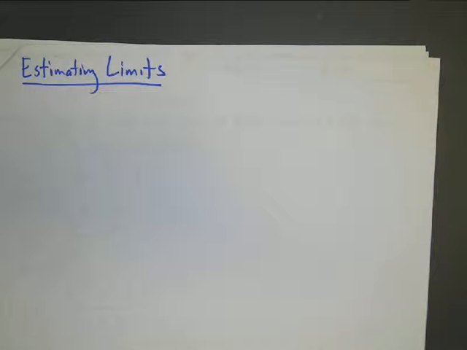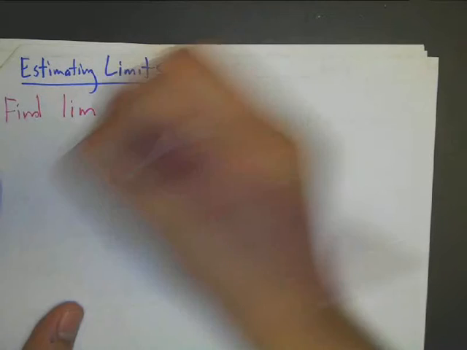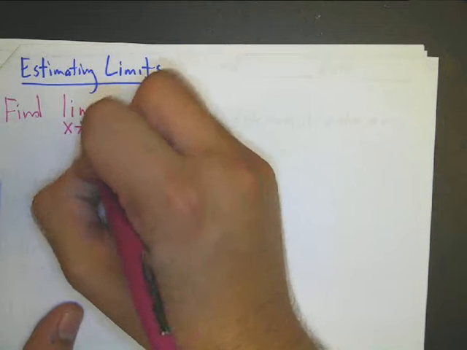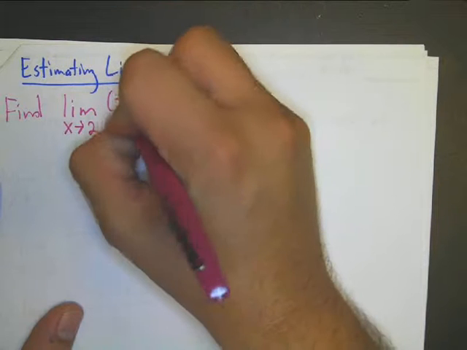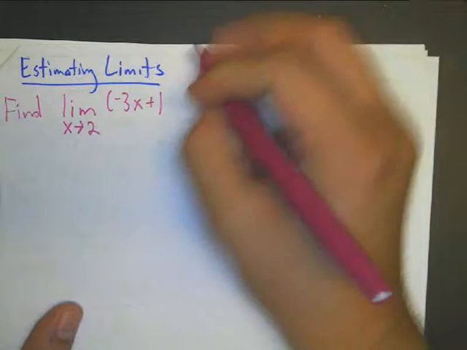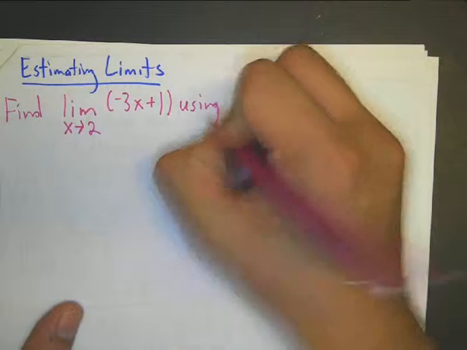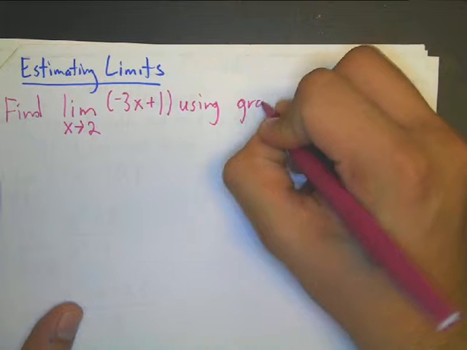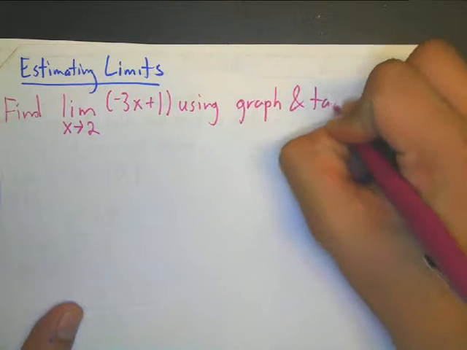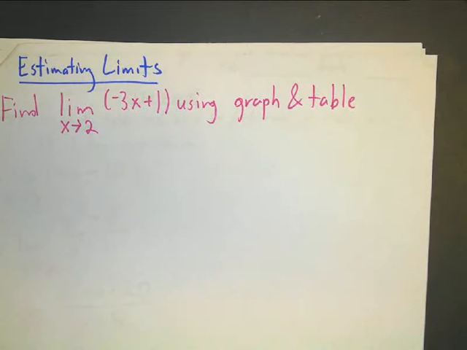Okay, so what we're going to do is this problem says I want you to find the limit as x approaches 2 of negative 3x plus 1 using a graph and a table. So we're going to find the limit of negative 3x plus 1 as x approaches 2 using a graph and a table. So first, let's do a table.